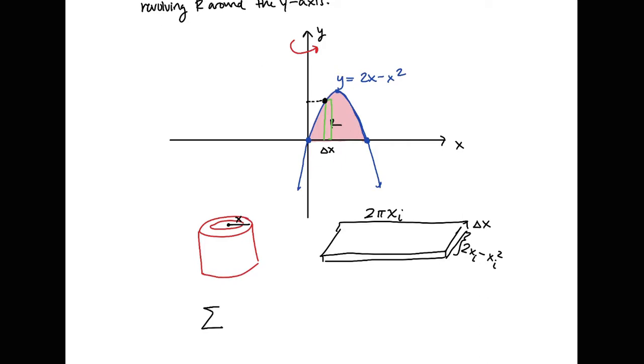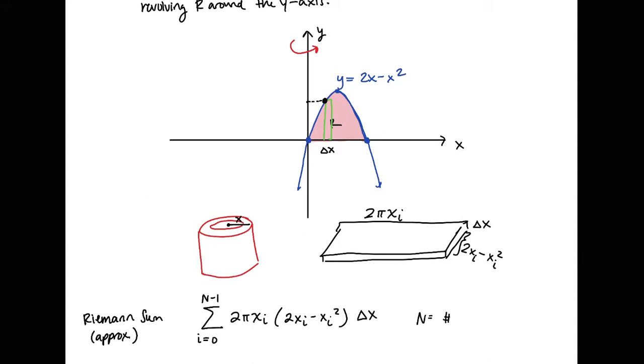So this is the Riemann sum, which approximates the volume. 2 pi x sub i times 2x sub i minus x sub i squared times delta x. We are adding from 0 to n minus 1, where n equals the number of shells. Okay, so there's our Riemann sum.